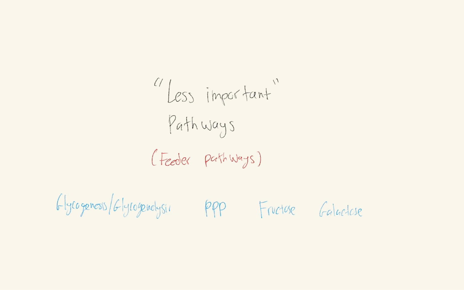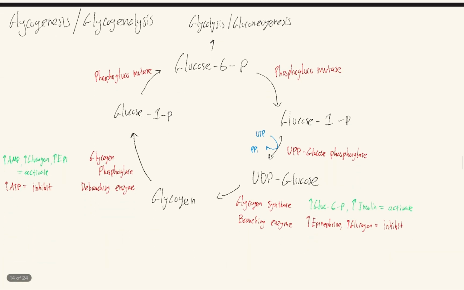I would like to go over some "less important" pathways, with heavy emphasis on the quotes here, because they're not really less important. They're just more like feeder pathways that fit into the two big ones I've just gone over. And these are going to be glycogenesis and glycogenolysis, the pentose phosphate pathway, and then fructose and galactose metabolism. I'm not going to spend too much time on these, but it is important to know. So anyway, here is glycogenesis and glycogenolysis.